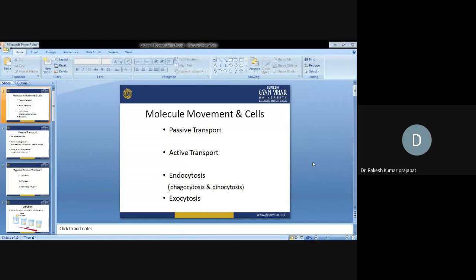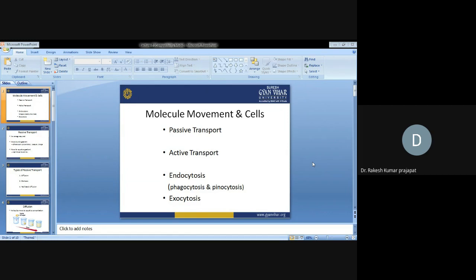Today in this class, we will discuss the molecular movement across the plasma membrane, or cell membrane. If we talk about molecular movement, it means how a particular molecule can move through the plasma membrane. There are different modes of molecular movement reported in cells: passive transport, active transport, and endocytosis. In endocytosis, you can talk about phagocytosis or pinocytosis.